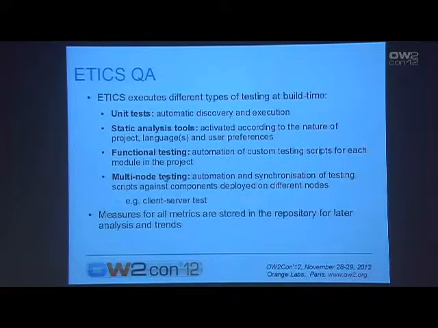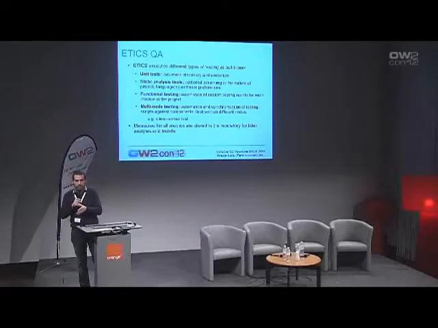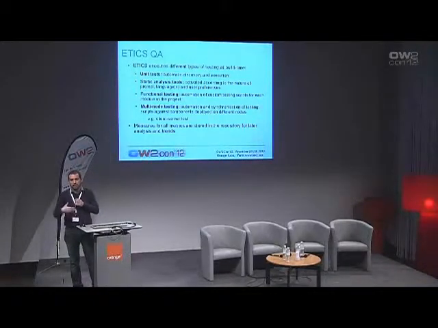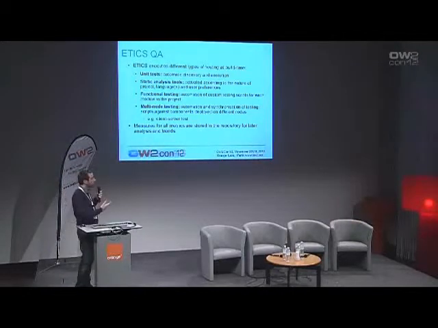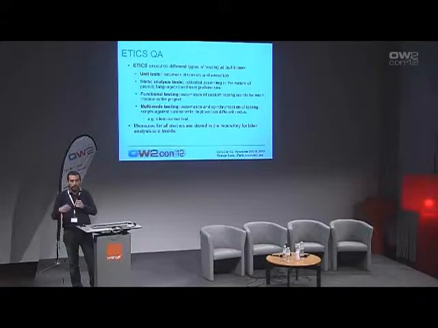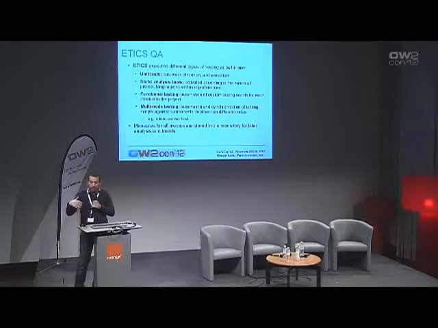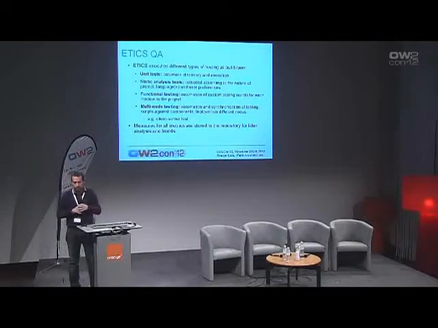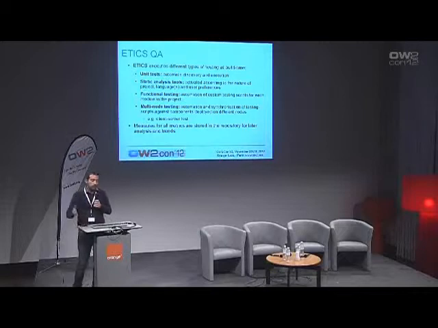But as I said at the beginning, in this presentation the focus is mostly on quality assurance and not only on building. ETICS is able to run some plugins just before the build or just after the build, and these plugins generally execute some testing tool. We are able, for instance, to execute unit testing. ETICS is able to discover test suites in the code and activate unit testing plugins. It can execute static analysis tools to gather some metrics from the source code, the quality of the code, and also functional testing.